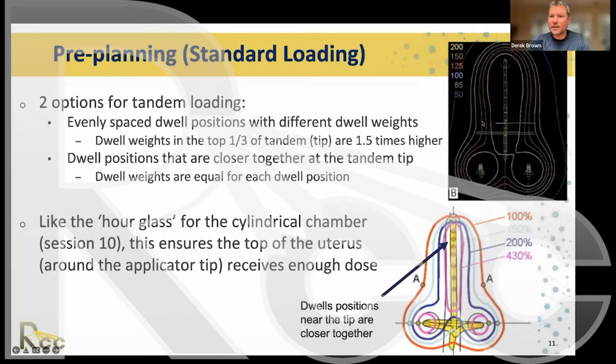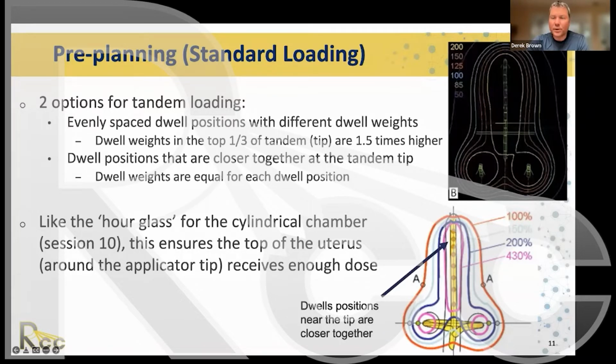Yeah, that's exactly right. In the same way that when we were looking at the cylinder, we needed to have more dwell time at the end of the cylinder because we had less contribution from all of these dose points. So if we're looking at a dose point here, this is getting dose contribution from all of these dwell times.